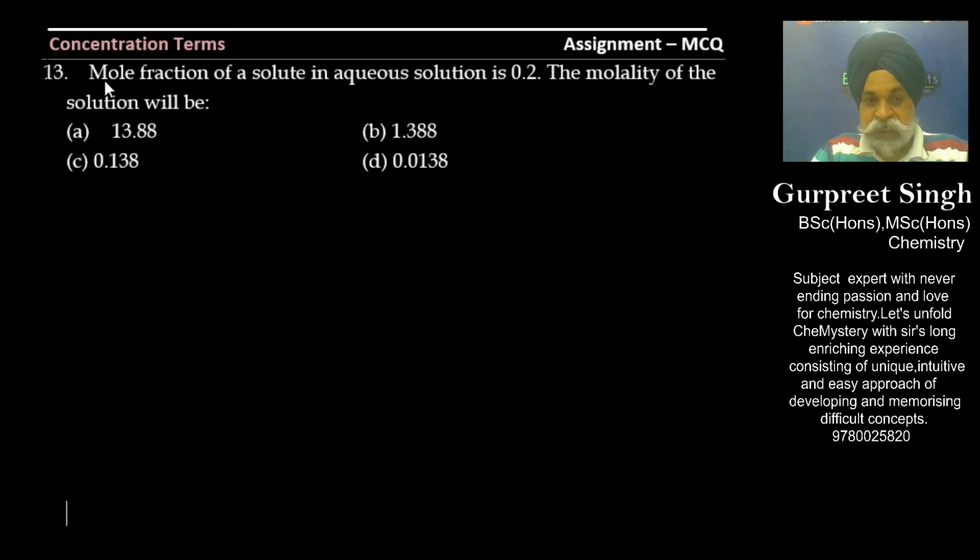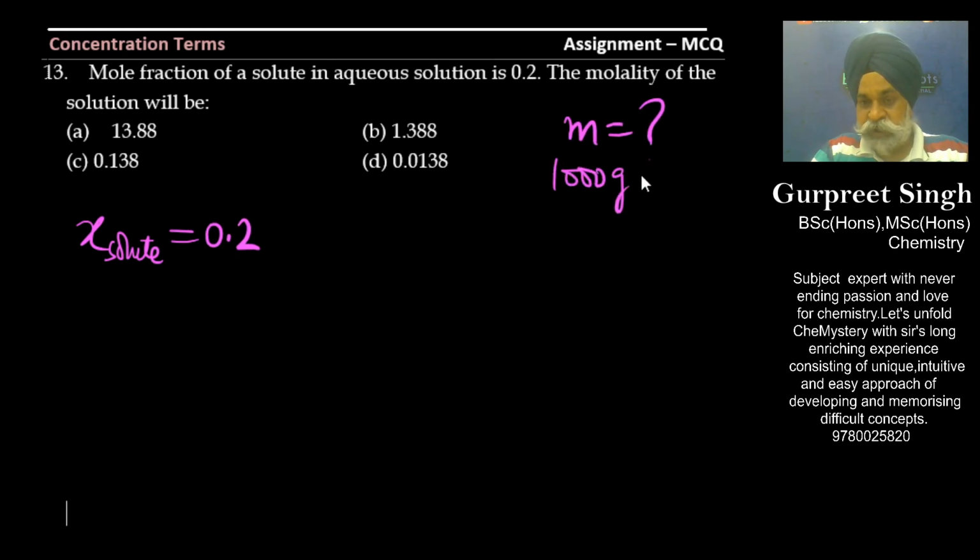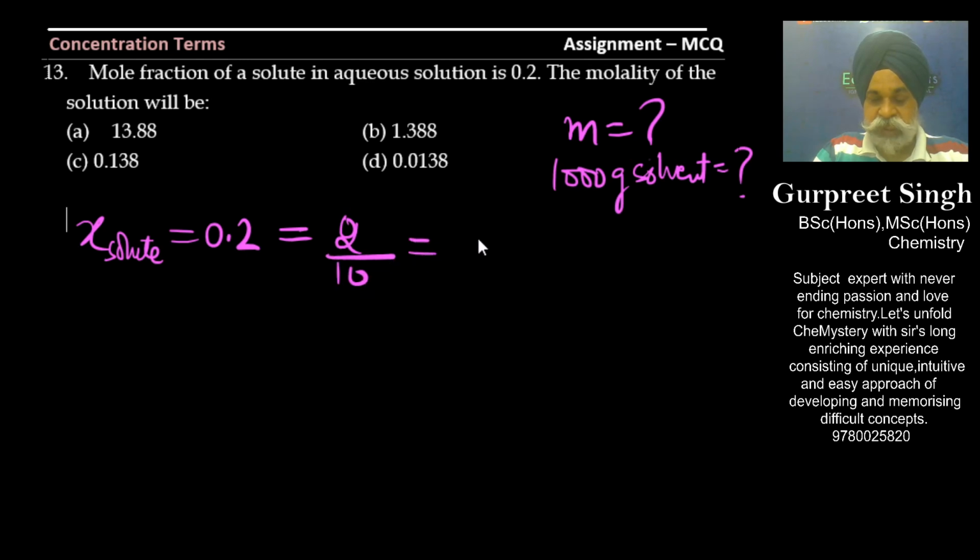We have done it, that the mole fraction of a solute is 0.2, and you are supposed to find out its molality. Molality means that 1000 gram of water or solvent would contain how many moles. The number of moles present in 1000 gram of solvent would be its molality. So I may simply write it like this. This is 0.2, which can also be written like this: 2 by 10, which may also be written as 2 by 2 plus 8. So this is the way to solve it, because nothing else is being given.